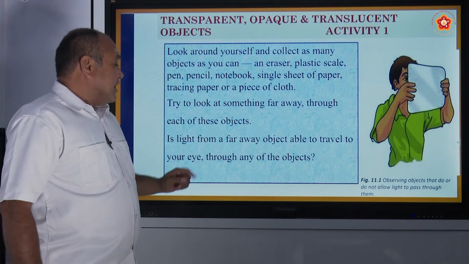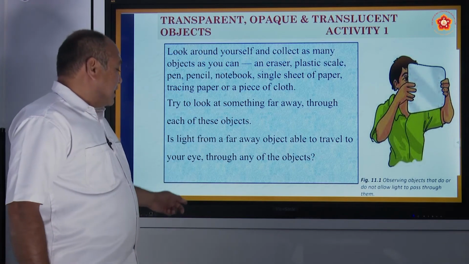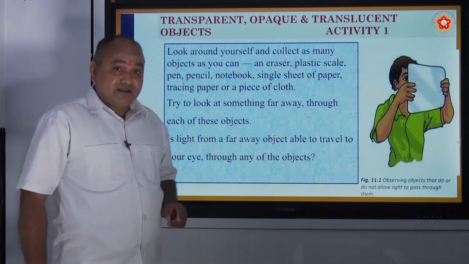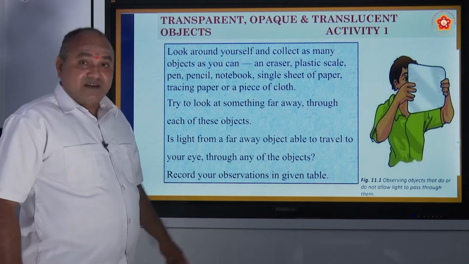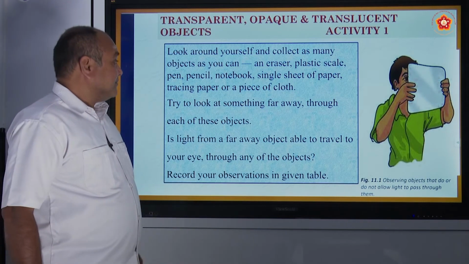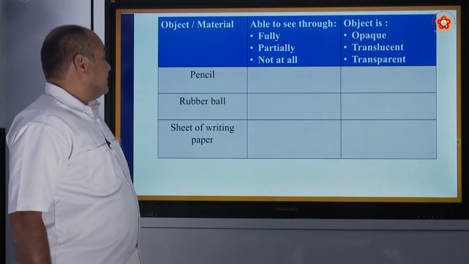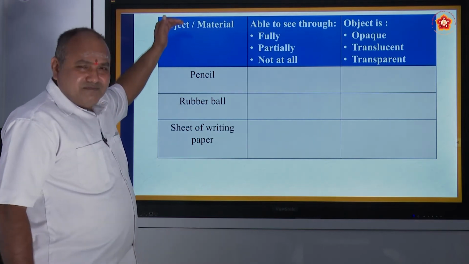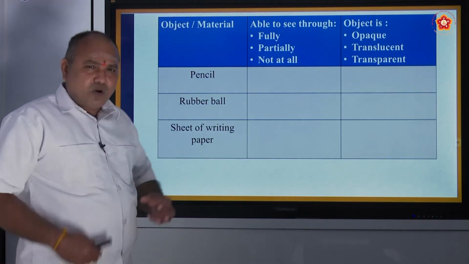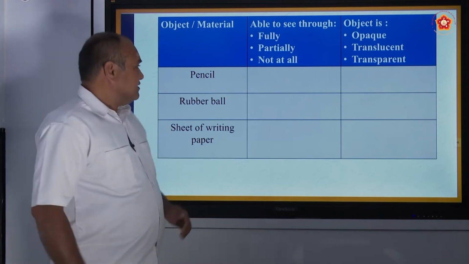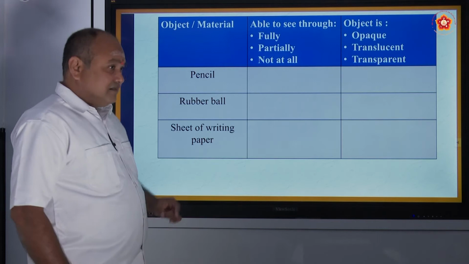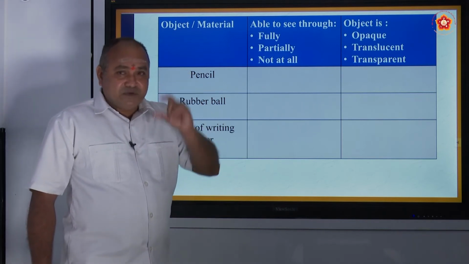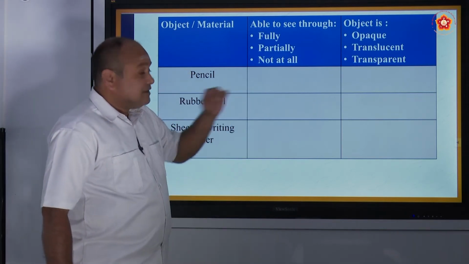Is light from a faraway object able to travel to your eye through any of the objects? You have to note down. Record your observations in the given table. So you make a table like this. So what all objects you collected, you just put it in this column. And then try to see with those objects and note down the details.